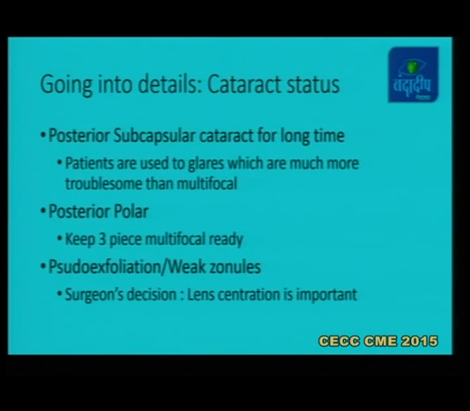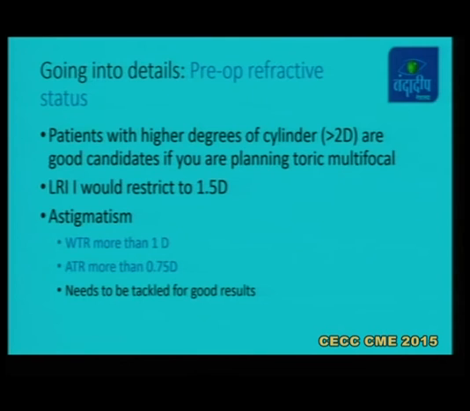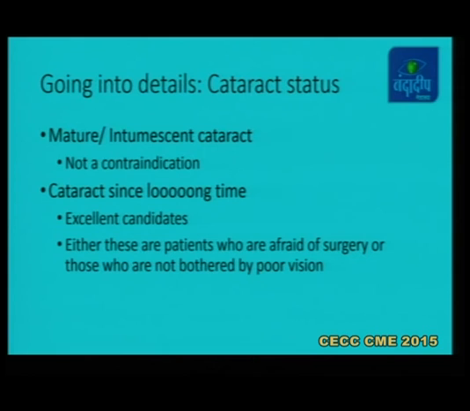Now, next thing is the astigmatism. I think higher degrees of cylinder preoperatively are good candidates if you are planning a toric multifocal. But if there is a low degree of astigmatism, I am generally aggressive for treating astigmatism for multifocal patients. I treat all the patients with the rule astigmatism more than 1 diopter and against the rule more than 0.75 diopter, either with LRI or with toric multifocal, because astigmatism has to be corrected for having good results.